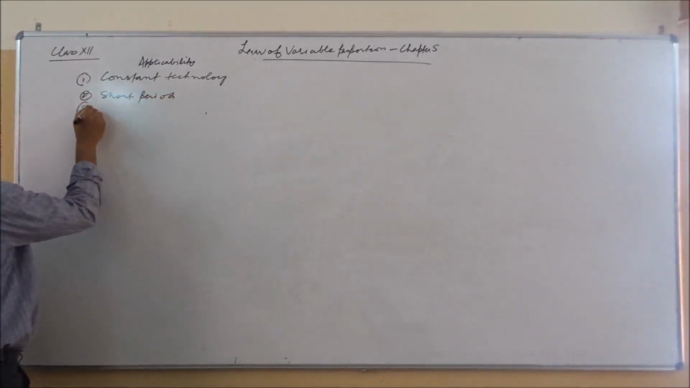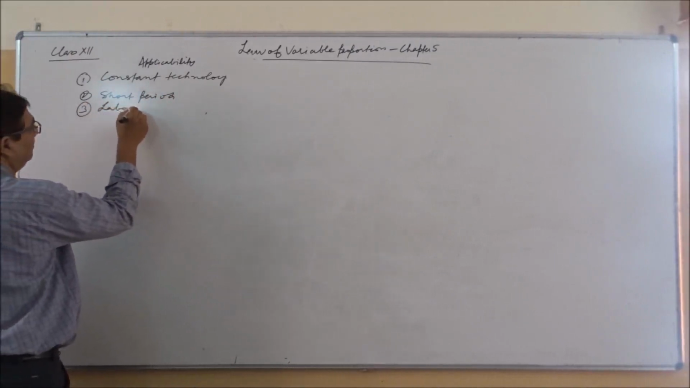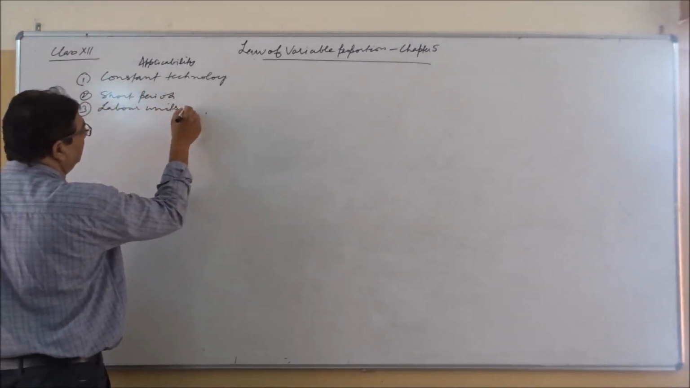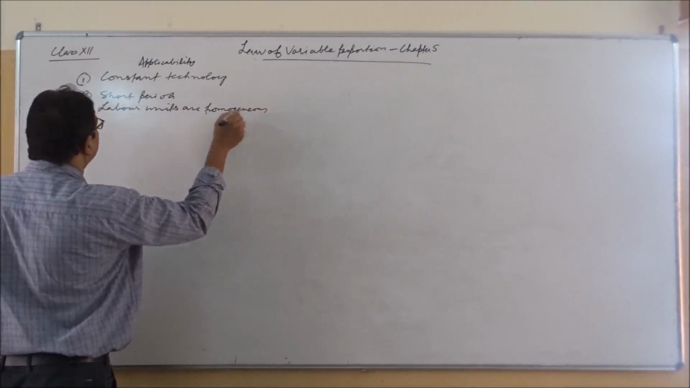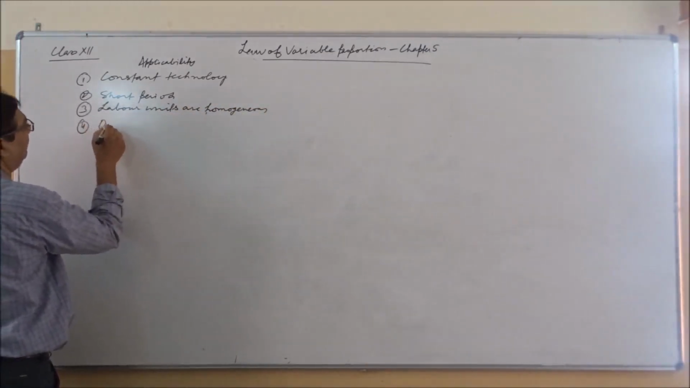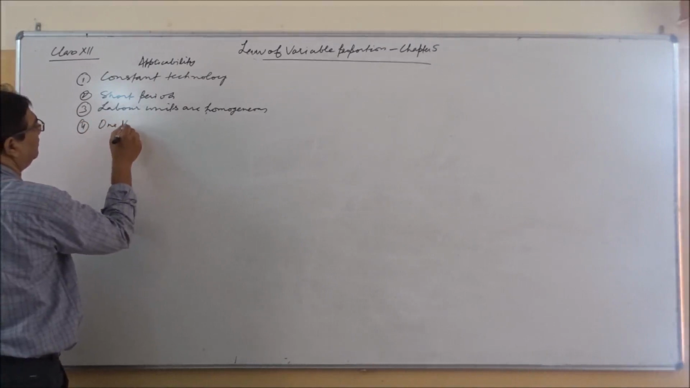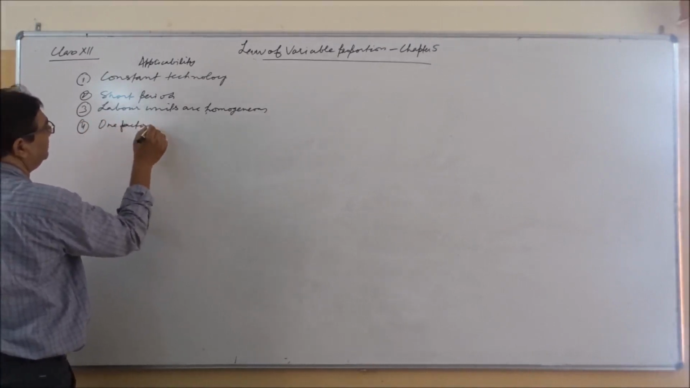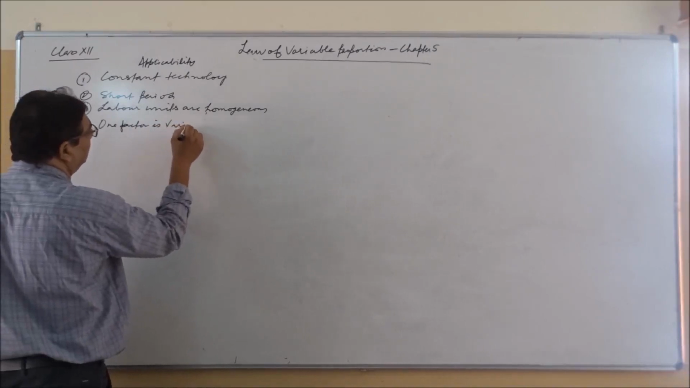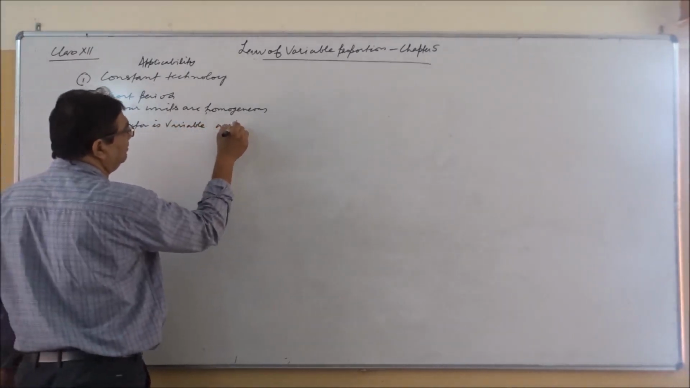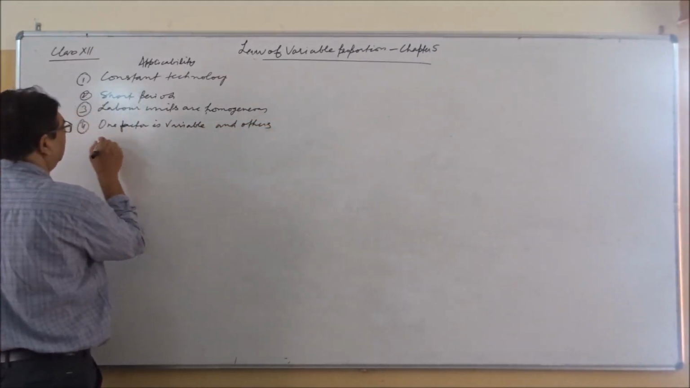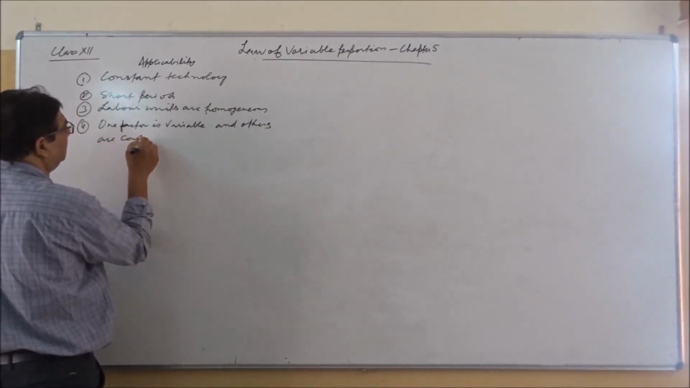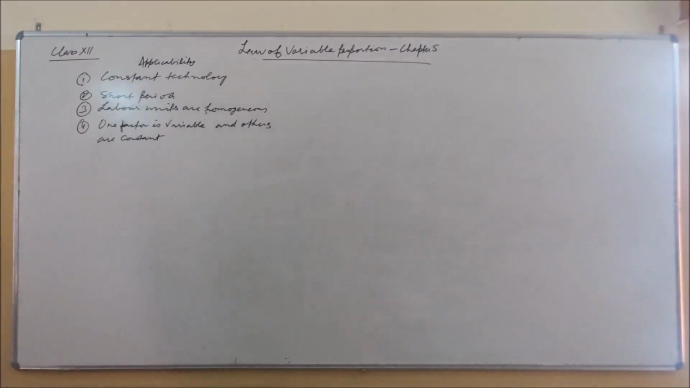Third, labor units are homogeneous. Fourth, one factor is variable and others are constant. So these are the four main assumptions of this law.